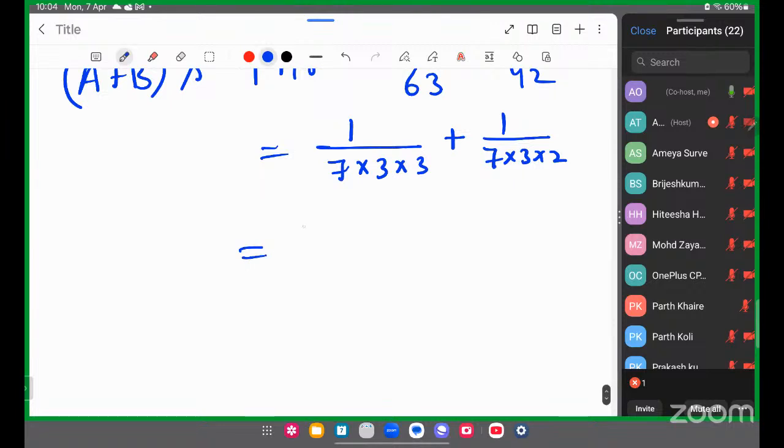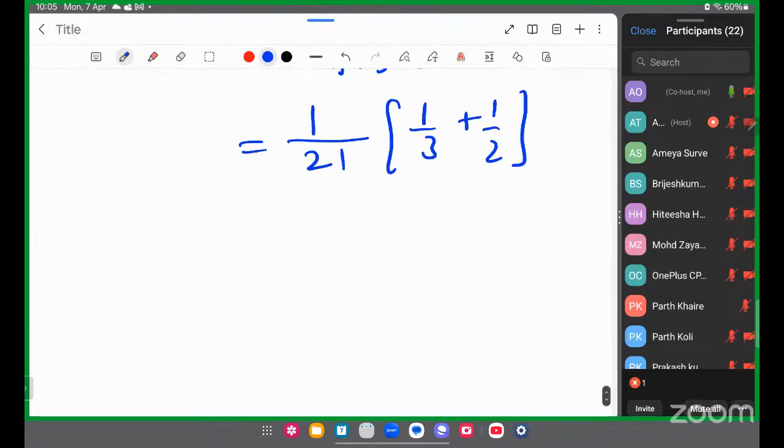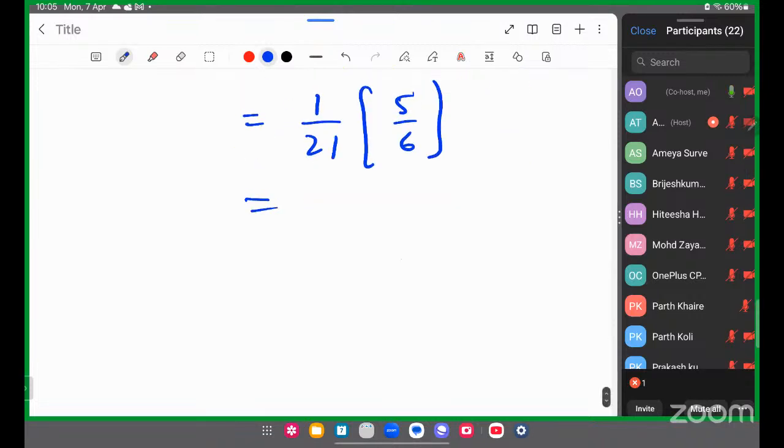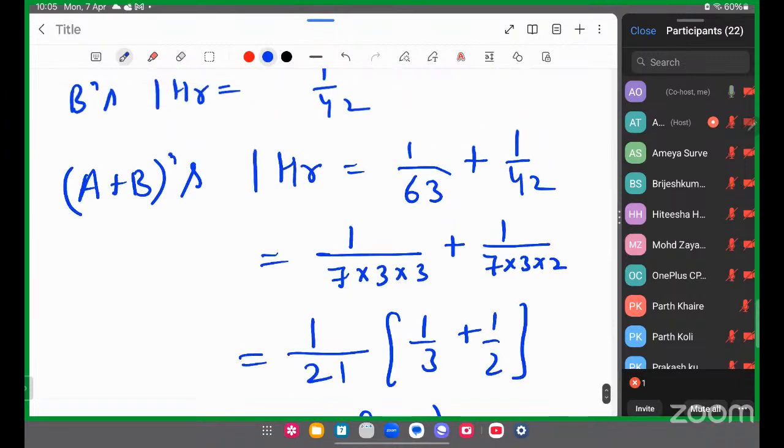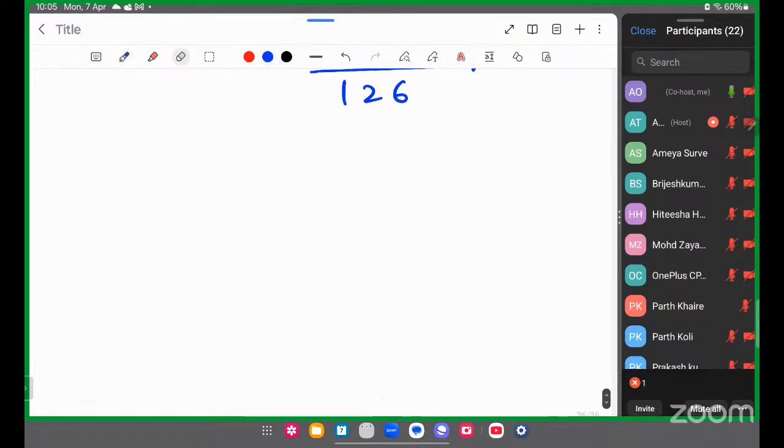So let's take 1 by 7 into 3 outside, that is 1 by 21. We are left with 1 by 3 plus 1 by 2, which is far easier to solve. This will be 1 by 21 times how much? 5 by 6, I think. So this will be 5 by 126. So 1 hour's work is this much.